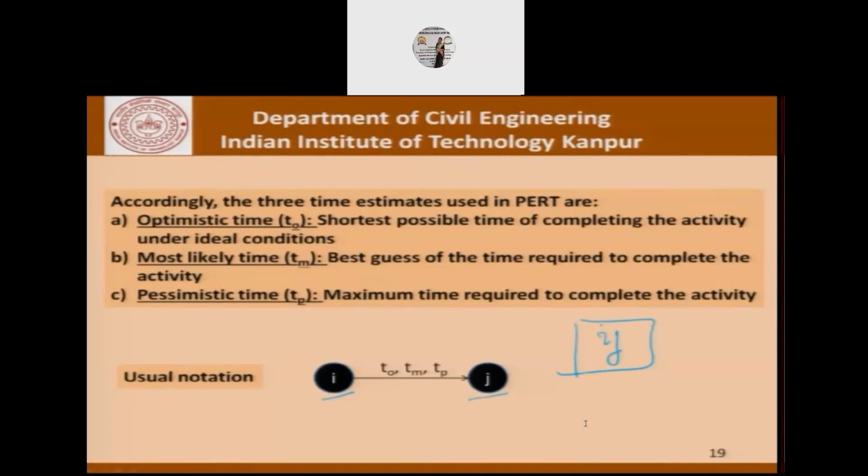Optimistic time TO, which is the shortest possible time of completing the activity under ideal conditions. The most likely time TM, which is the best guess of the time required to complete the activity, and the pessimistic time TP, which is the maximum time required to complete this activity. So usually the notation followed is given here. For an activity ij, we give TO, TP, and TM.